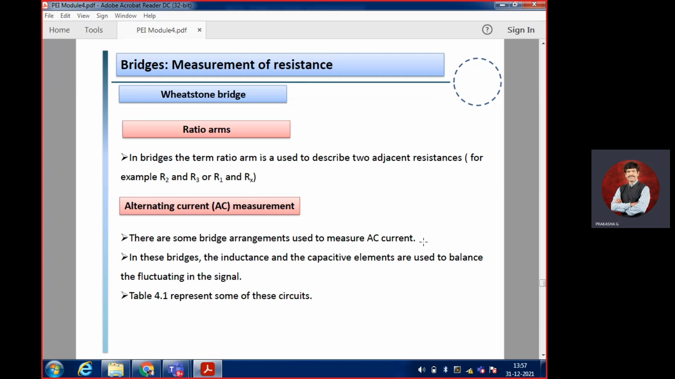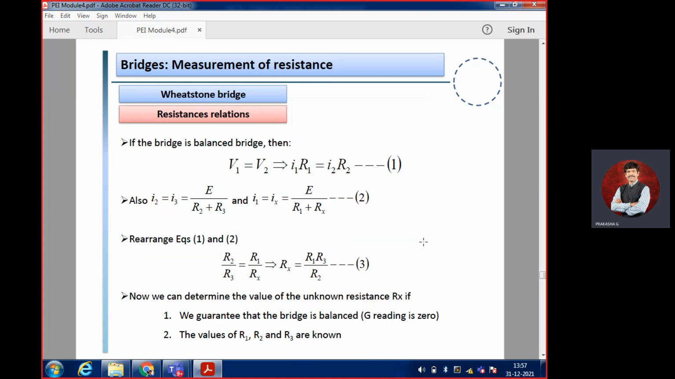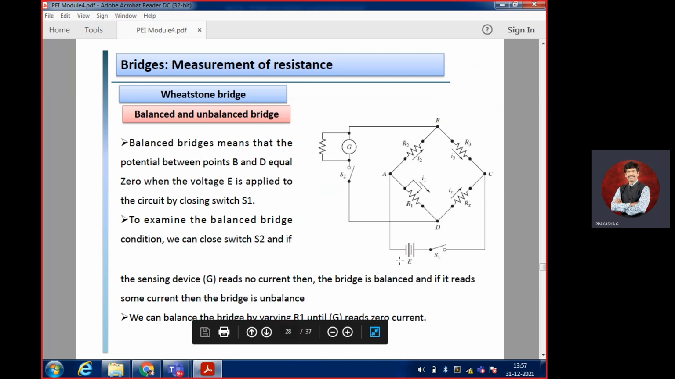There are some bridge arrangements used for measuring AC current. In these bridges, inductance and capacitance are going to be used. Till now, we have measured DC, but if you want to measure AC, your input is AC. What I have given in the previous circuit is DC, a pure DC. So I am able to measure the DC current and the resistance itself.